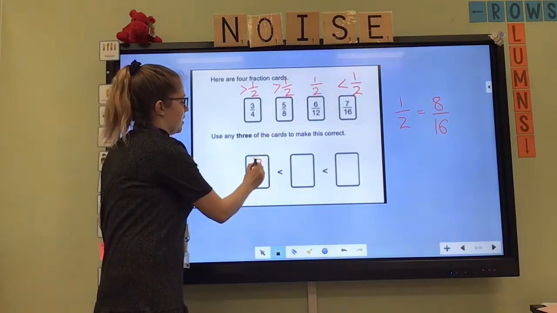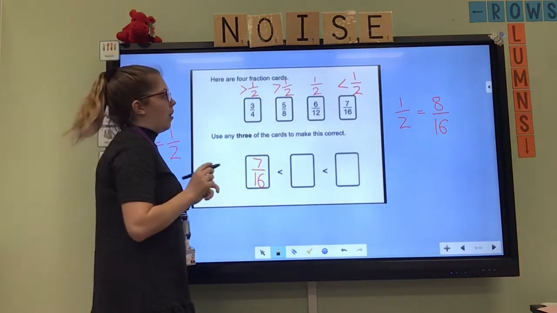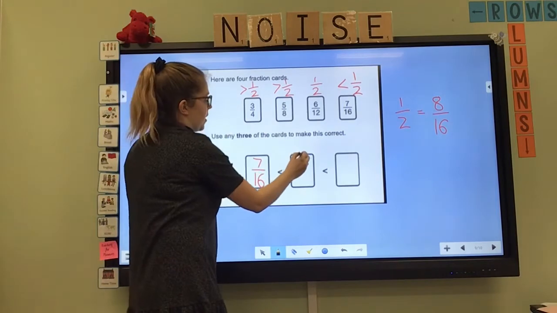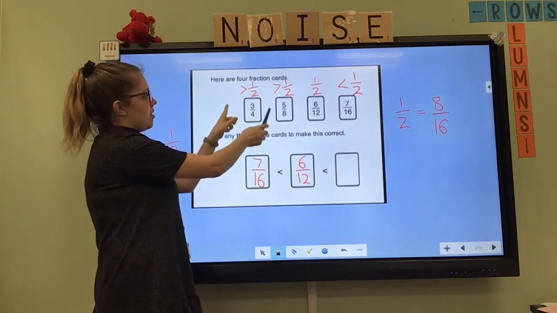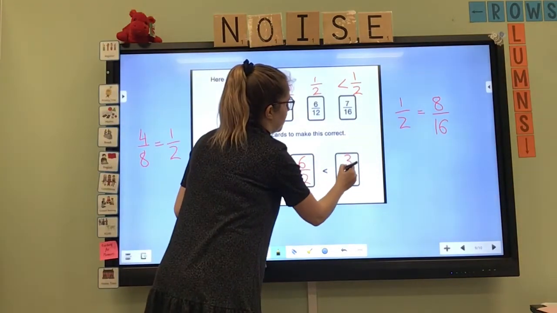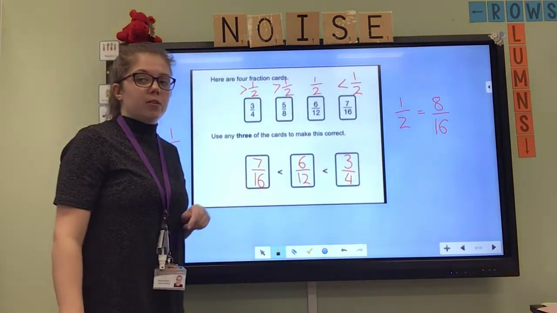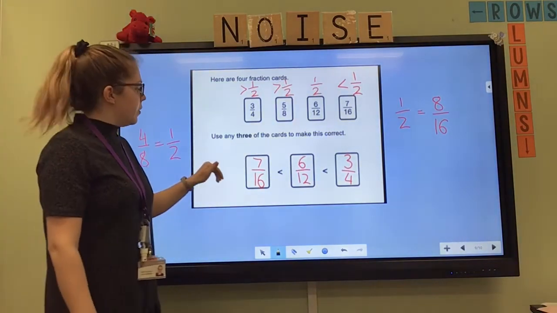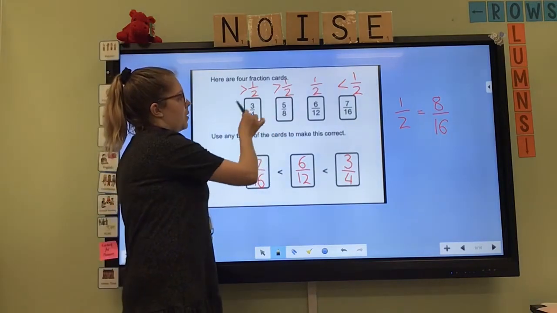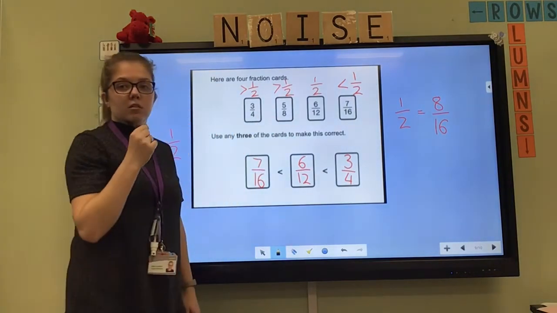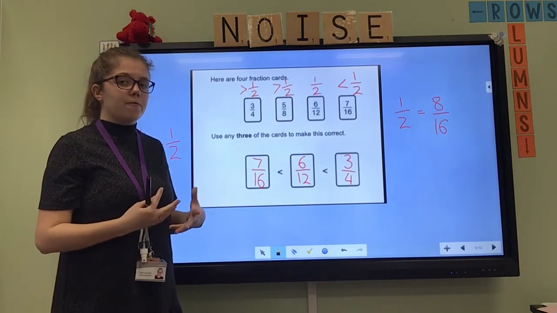So I'm going to put 7/16 in here. And then that was less than a half. So then I'm going to put our equivalent fraction to a half. I'm going to put 6/12. And then I can have either one of these fractions. And I'm going to put the 3/4 in there like that. There might be different solutions for that question. But as long as you've got 7/16 as the smaller one, you can have any combination of the remaining 3. Does that make sense how we use our knowledge of a half?